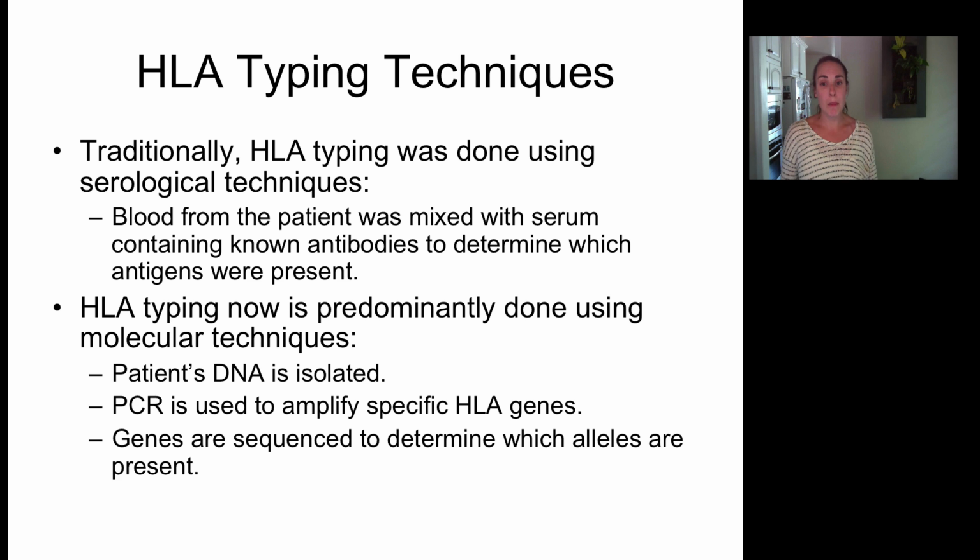So HLA typing techniques: traditionally it was done using serological techniques. The blood from the patient was mixed with serum containing known antibodies to determine which antigens were present. Now it's predominantly done using molecular techniques, so isolating the DNA, using PCR to amplify the genes, and then the genes are sequenced to determine which alleles are present. The second way is much more accurate.